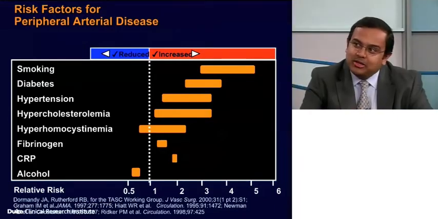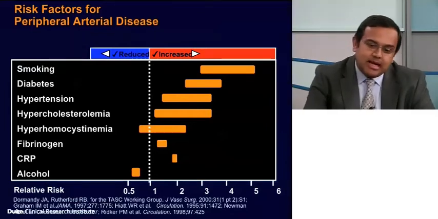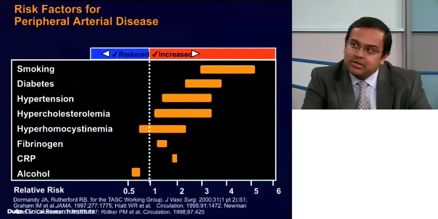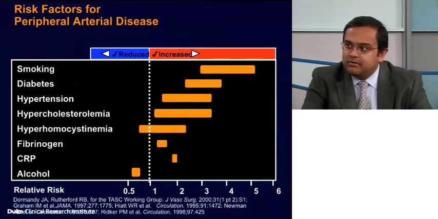I'll show you some recommendations from the American Diabetic Association. They're certainly a little bit more aggressive than the United States Preventive Task Force. But the ABI has been proposed, and I'll show you some data here in a second, to be a screening test for vascular disease and for peripheral vascular disease.